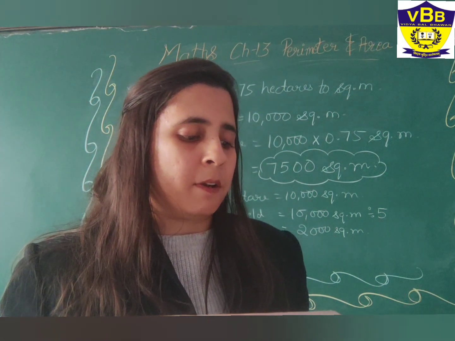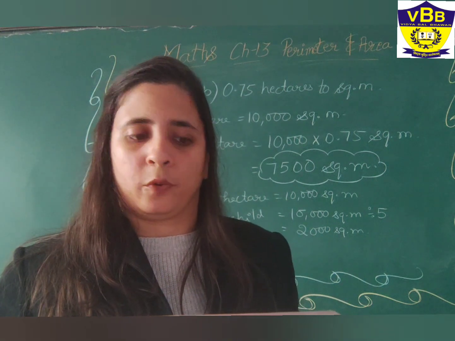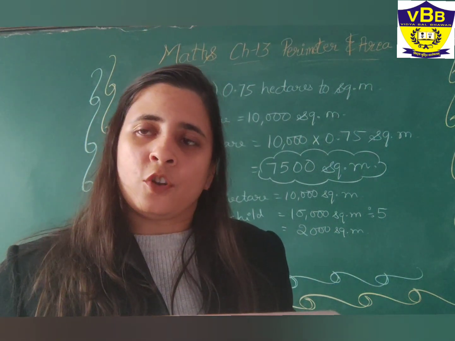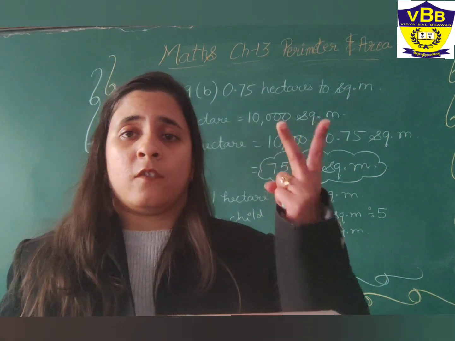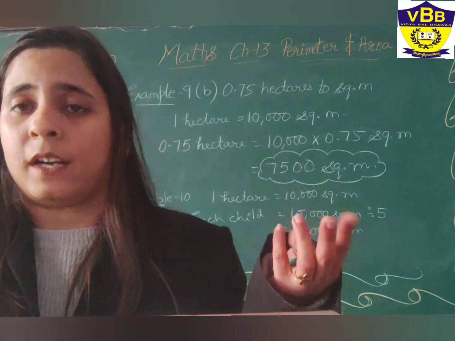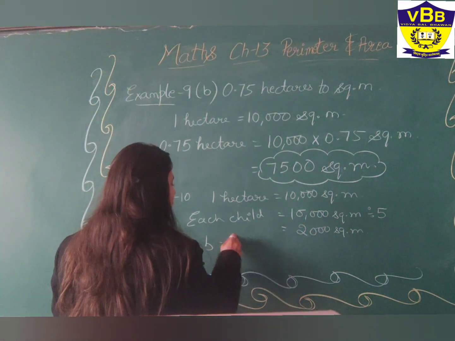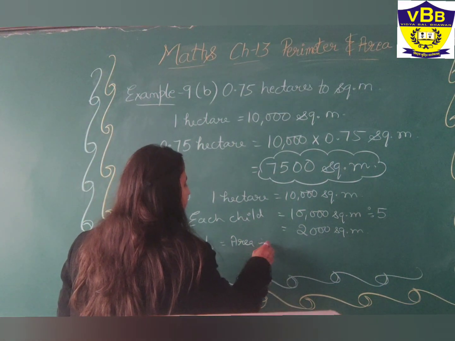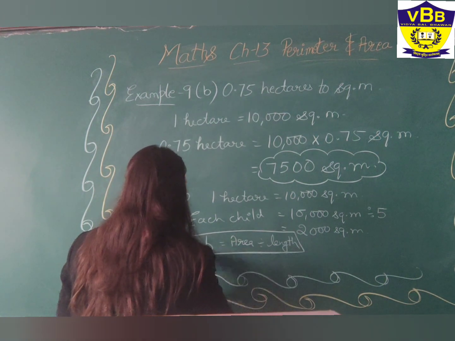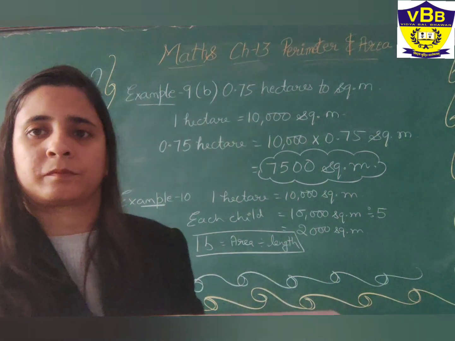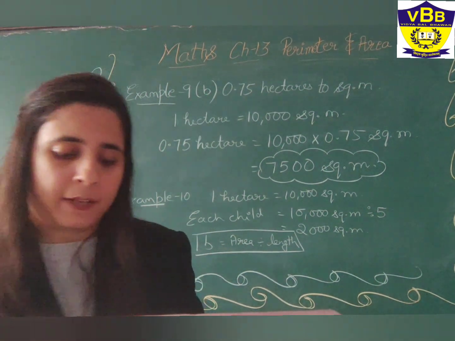Now next, example number 12 is saying the area of a rectangular garden is already given to you. Length is given to you. You have to find the breadth of the rectangle. When we know the area and the length, and we need to find the breadth, the breadth will be area divided by length. You will find the value of the breadth of the field. Alright. Same, example number 13.